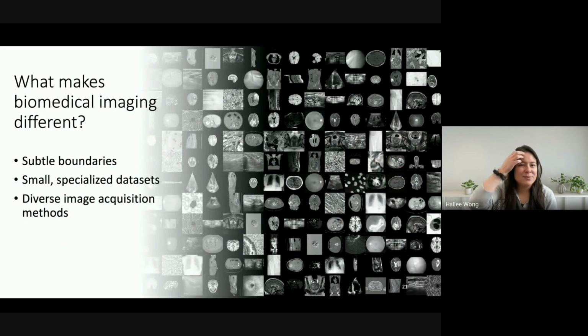You might ask, what makes biomedical imaging different? I think there's a lot of unique challenges in interactive segmentation of biomedical imaging. For example, the subtle boundaries that I mentioned before. But also in terms of data that's available for training and model development, many public medical imaging data sets are small and quite specialized. And there's very diverse image acquisition methods that affects the distribution of images available.